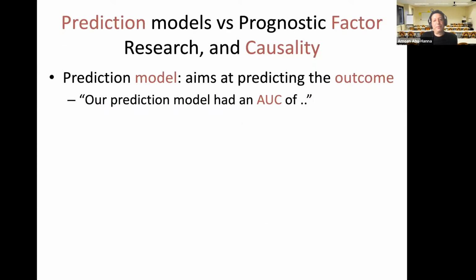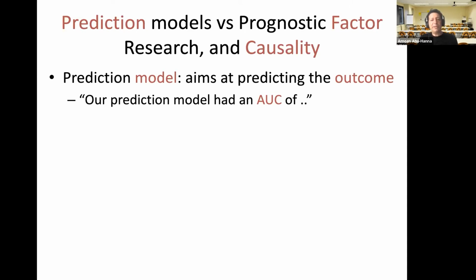And so forth. But before I start, I really want to make a framework for us, because there's a lot of literature out there and it is sometimes difficult to understand. Are we doing a prediction model? Are we doing a prognostic factor research study? Or are we talking about causality? So let's just take a minute, and please ask if it's not clear.